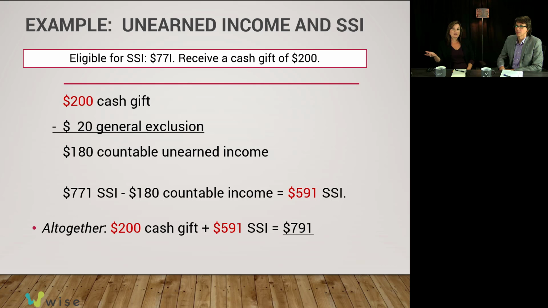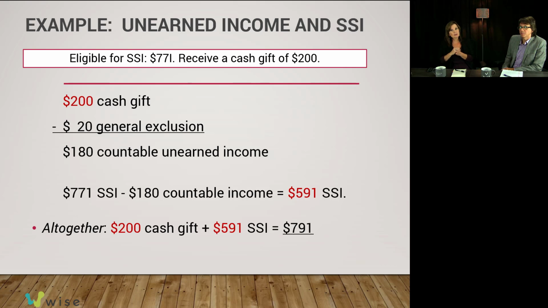And then finally, this is a step that I recommend to help people understand how much money you actually have completely, given the amount of money that you've been given or you've earned during a given month, and this adjustment in your SSI check. So if we take the $200 cash gift and we add that adjusted SSI amount of $591, it brings us to a total gross amount of $791.